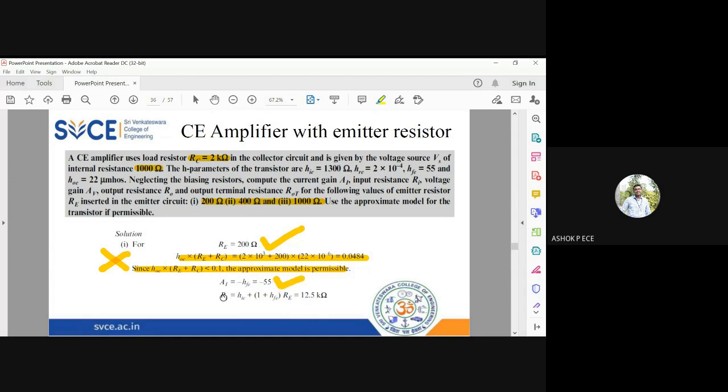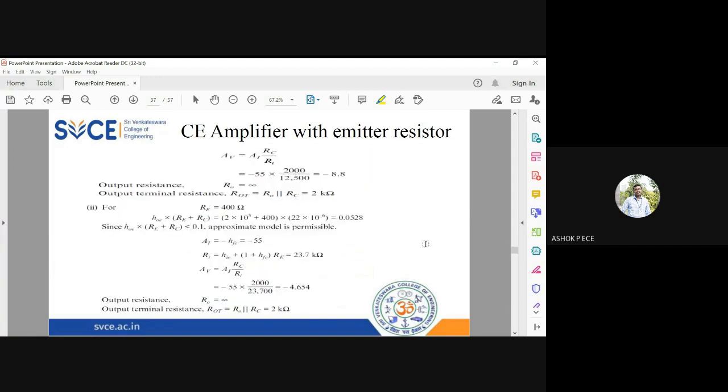Straightforward. Input resistance, usual formula: HIE plus (1 plus HFE) into RE. So it is 12.5 kilo ohms. HFE is 55. Okay. So HIE is given, 1300. So 1300 plus (1 plus 55) into 200 ohms. So you get 12.5 K. See, it is increased from 1.3 K to 12.5 K. That is the effect of adding your emitter resistance RE. So it will increase the input resistance of your circuit.